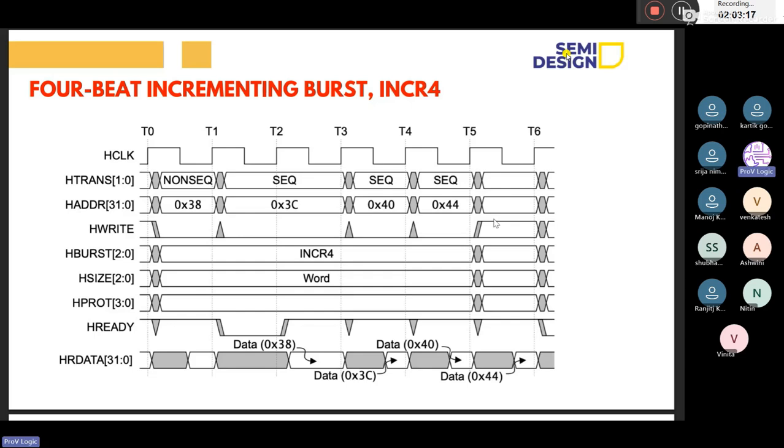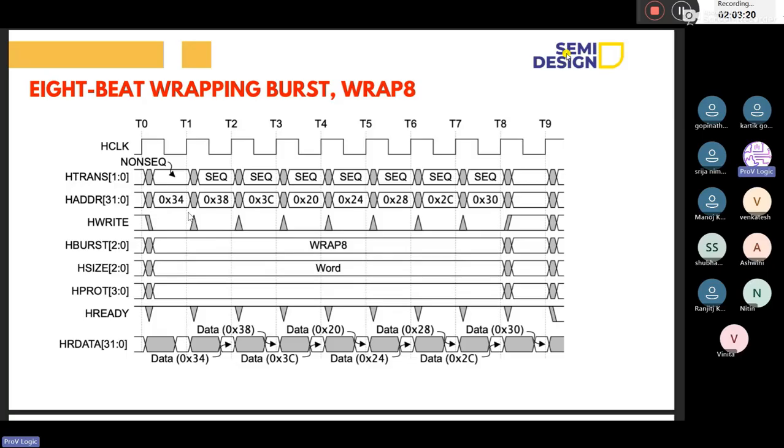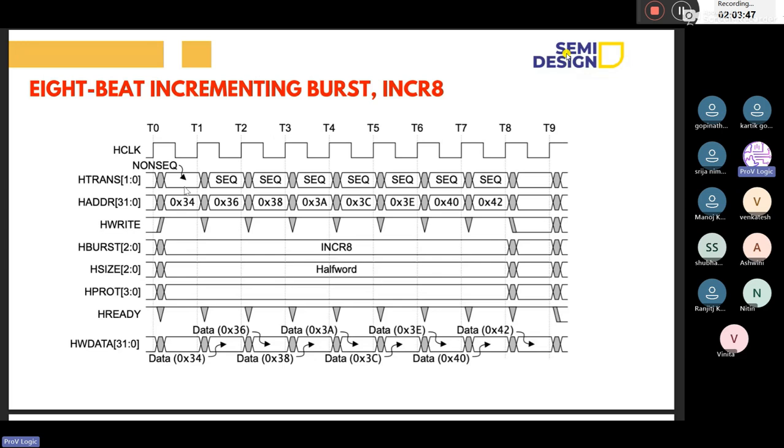If you go with 8, wrap 8. So what is the starting address? 34, 38, 3C. So if you see, the whole transfer is divided into 8 beats. Okay, so 34, 38, 3C, 20, 24, 28, 2C. Again it is coming to 30. So this is the range; it comes back to 30. But if you go to increment, starting with a non-sequential 34, 36, 38, 3C, 3E, 40, 42. After 3C moving to 3E.